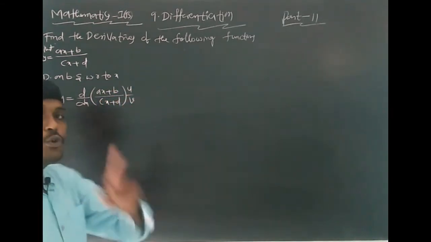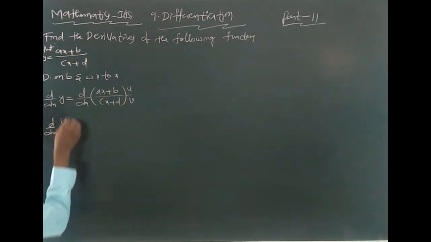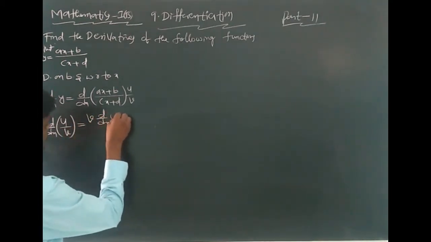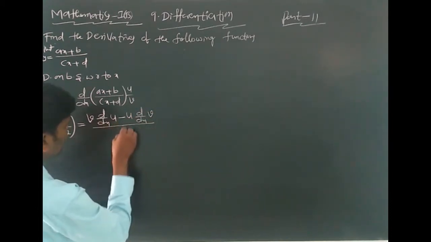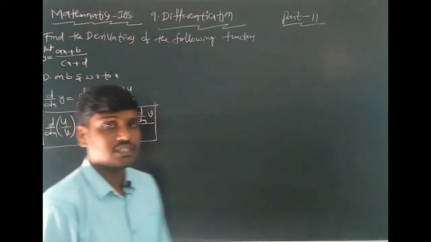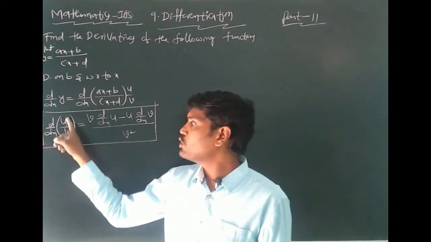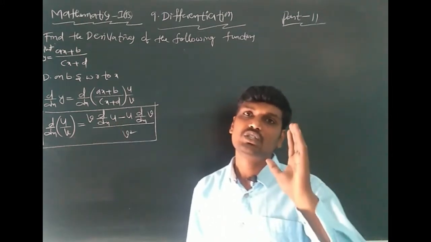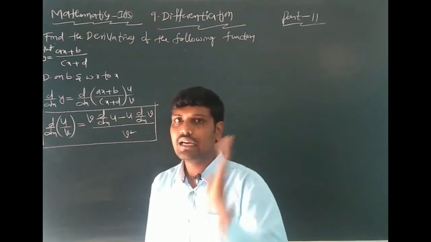You can write the u by v formula. What is that formula? The derivative of u by v is equal to v into the derivative of u minus u into the derivative of v, whole by v square. This is the formula of u by v. Once again, the u by v formula: the derivative of u by v equals v into the derivative of u minus u into the derivative of v, whole by v square.